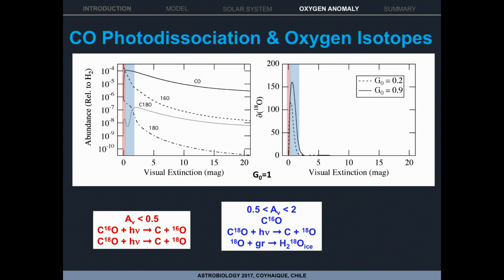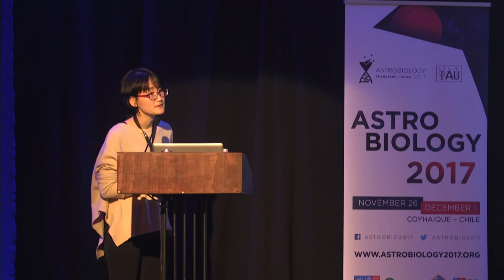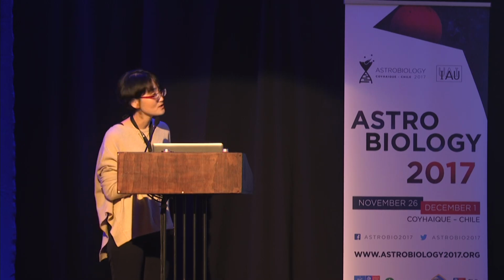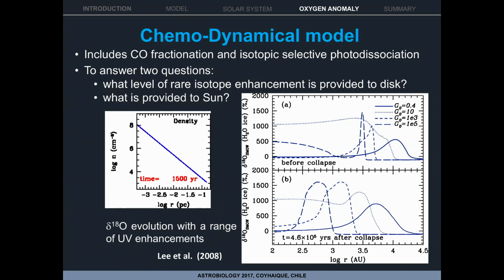The 18O atoms are frozen onto grain surfaces to make water ice enriched in heavy isotopes. But at visual extinction greater than 2, all COs are self-shielded. We used our chemodynamical model to calculate the evolution of oxygen isotopic anomalies in collapsing cores by including CO fractionation and isotopic selective photodissociation, and try to answer two questions. What level of rare isotope enrichment is provided to the disk, and what is provided to the sun?